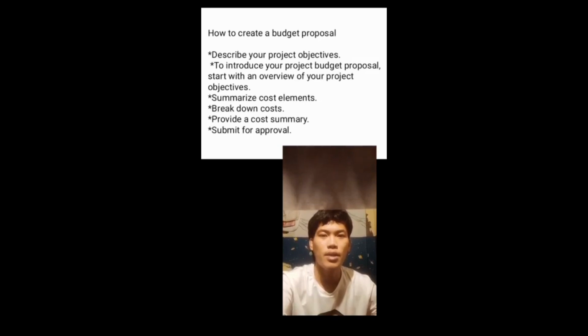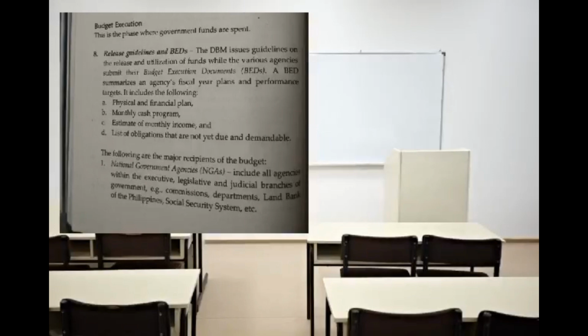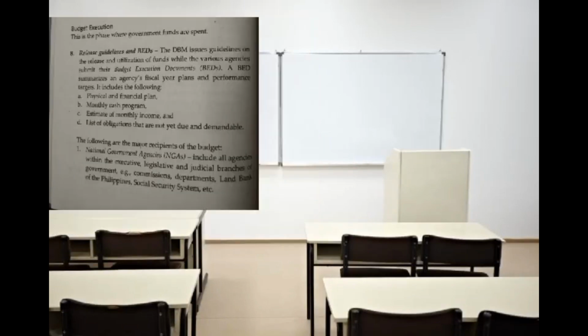How to create a budget proposal. Describe your project objective. To introduce your project budget proposal, start with an overview of your project. Objective summaries, cost elements, break down costs, provide a cost summary, submit for approval. That's all. Thank you.